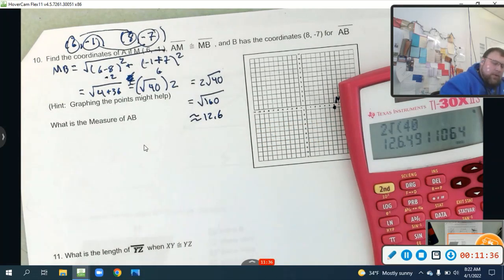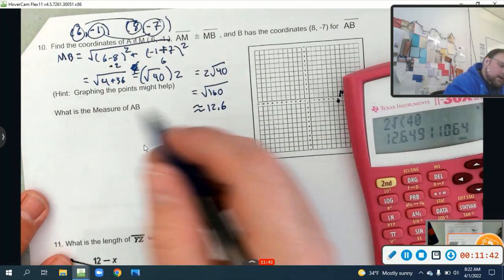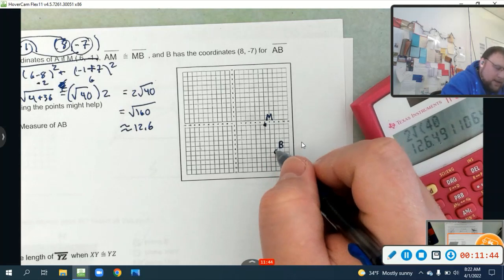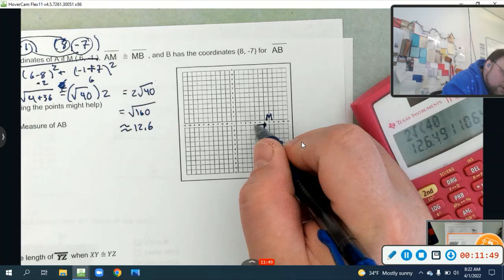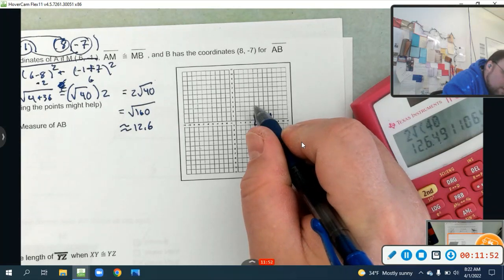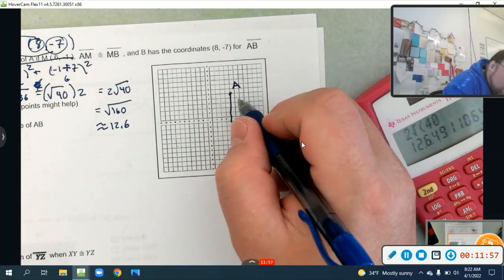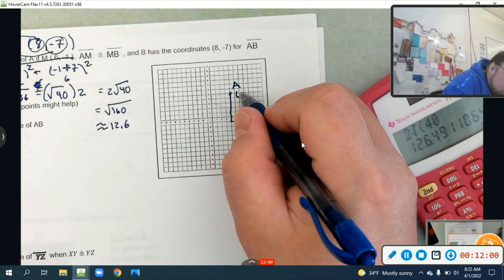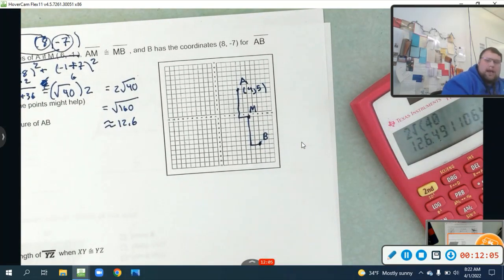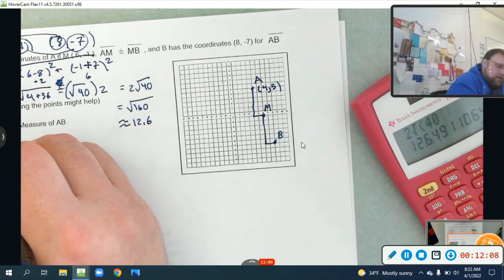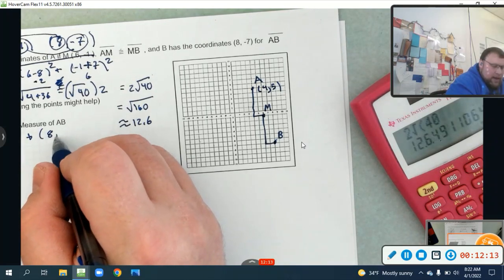Or we could try the other method, which is, hey, let's take this and go back. Since I go back 2 and up 6, then I'm going to go back 2 and up 1, 2, 3, 4, 5, 6, and find my other point A, which is the point (4, 5). So I'm going to have the point (4, 5) for A. And for B, I'll have (8, -7).